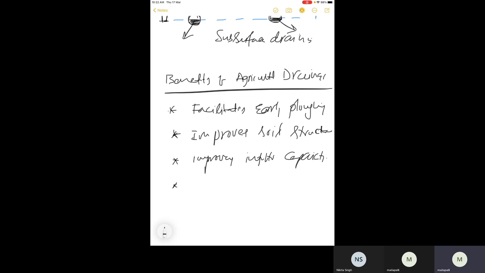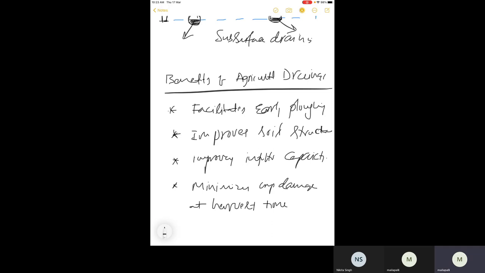And the other important thing is it minimizes the crop damage at harvest time. So at harvest time, what happens? Again, you need to use your farming equipment in order to harvest the crop. So in that case, if the farm is filled with water, you cannot use the farming equipment to harvest the crop. So if you have a proper drainage system, it minimizes the crop damage at harvest time.